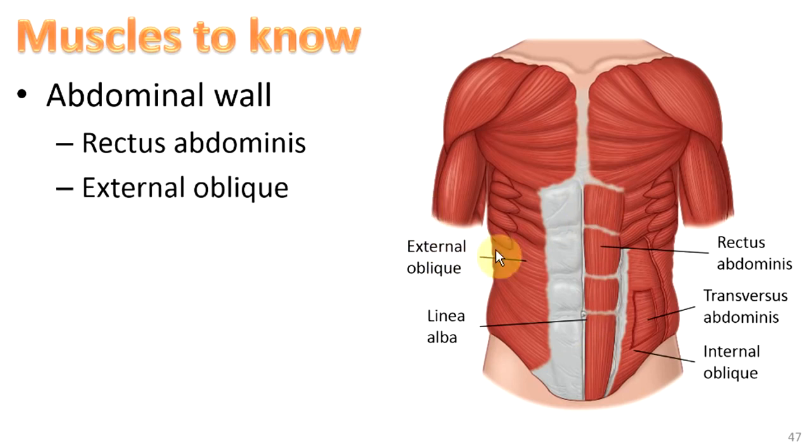External tells us that it's external. Oblique tells us the direction these muscle fibers run, and they run sort of diagonal down like this. The internal oblique is internal to the external, and they run this direction. You can see the external is removed here, and here's the internal. And they run this direction here, this direction here.